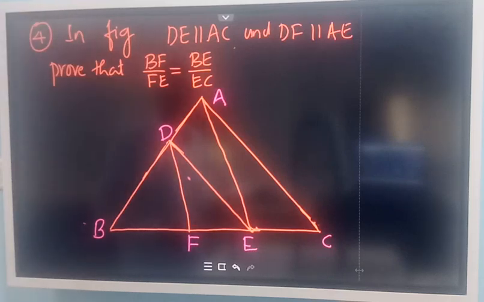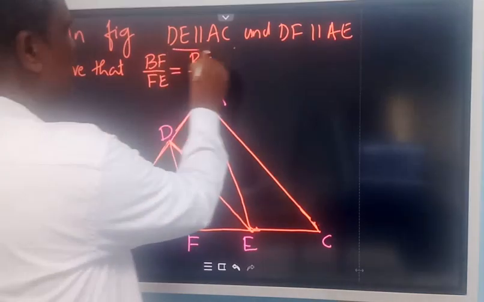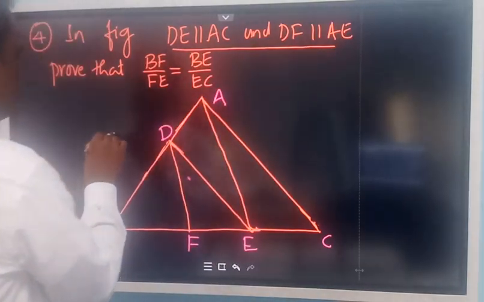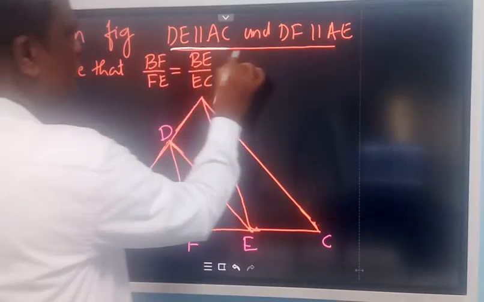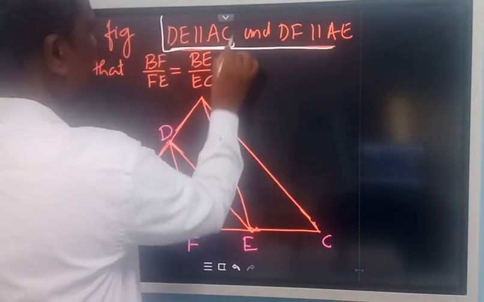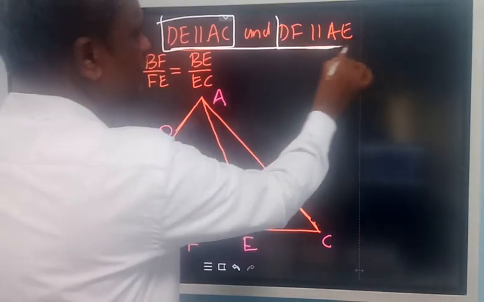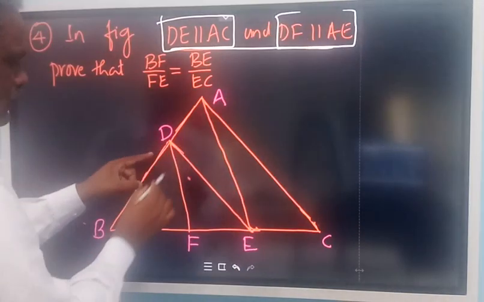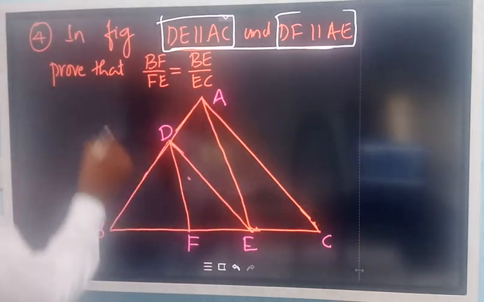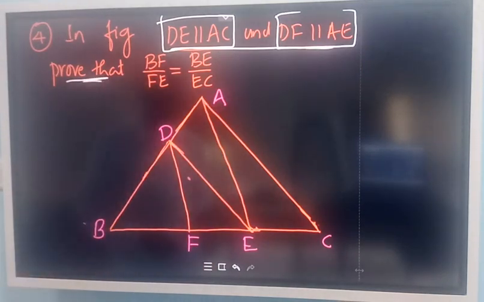The fourth question. In the given figure, DE is parallel to AC, and DF is parallel to AE. Prove that BF by FE is equal to BE by EC.